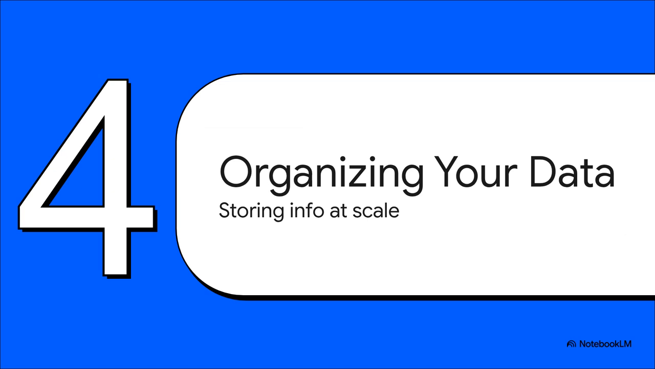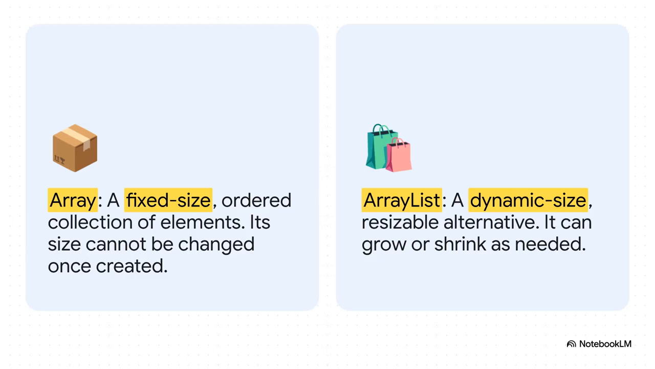Okay, so far we've been working with one piece of data at a time. One name, one number. But think about your phone. You have a whole list of contacts, a playlist of songs, right? What happens when you need to handle a whole bunch of things at once? Well, that brings us to two super important ways to store lists of data.